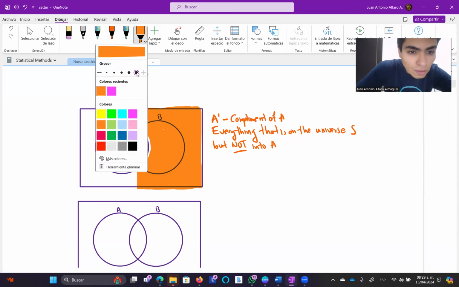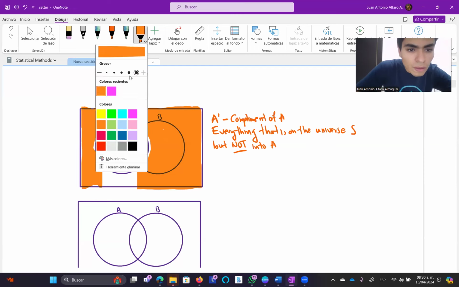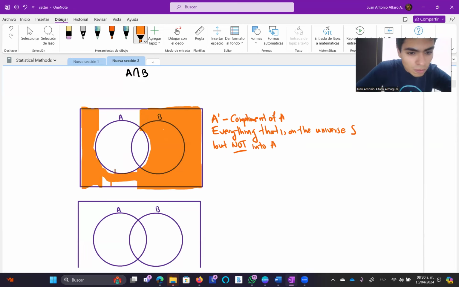So let me draw this. Everything but A. This is the complement of A. And the symbol of the complement can be denoted with this. This is the symbol of the complement.